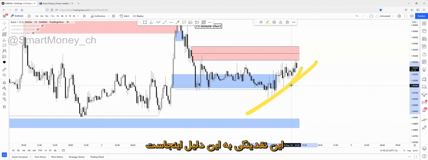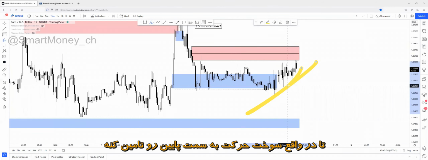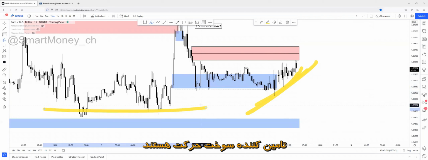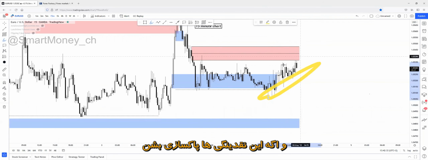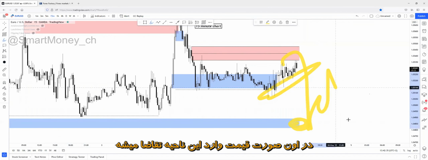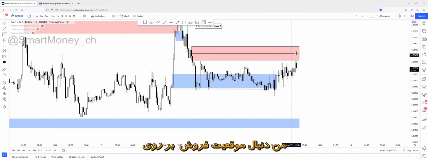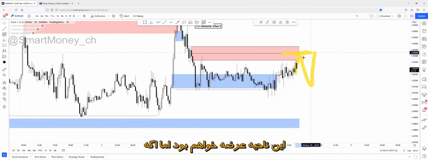This liquidity has the purpose to actually fuel the movements. This liquidity and this liquidity have the purpose to fuel the price. And if the sweep of this liquidity happens, this zone will be tapped and you'll be able to wait for a long confirmation to the upside. But until this happens, I'll be looking for short opportunities based on this supply zone.